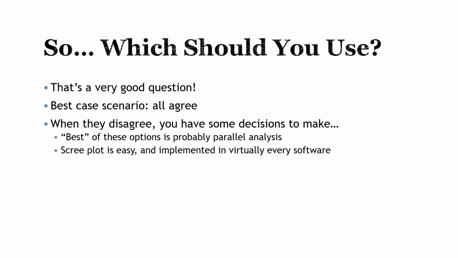So the scree plot is actually also a very good default. It's easy, it's implemented in virtually every software that you'll have, and it actually does a really good job. So if parallel analysis and scree plot suggested two different things, I would probably run them both and go with the one that made the most sense in terms of interpretability of the factor analysis solution. But if I'm just doing a default parallel analysis scree plot, again, I would probably do both of those.